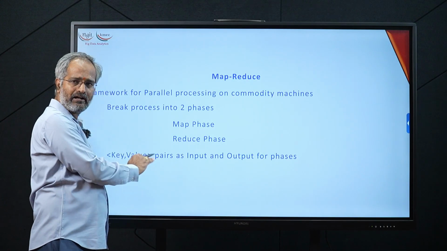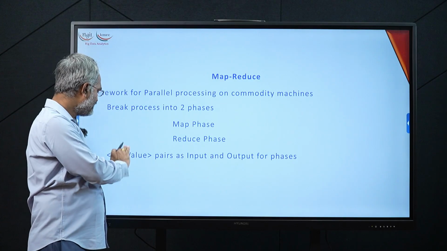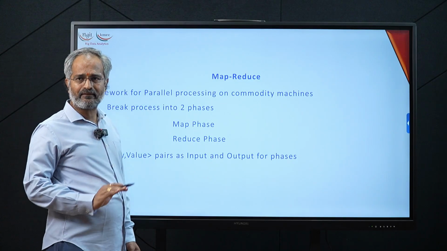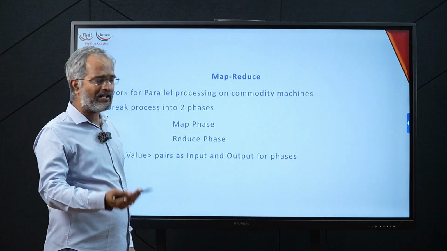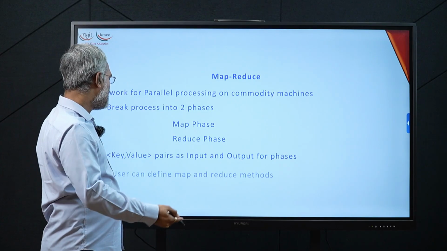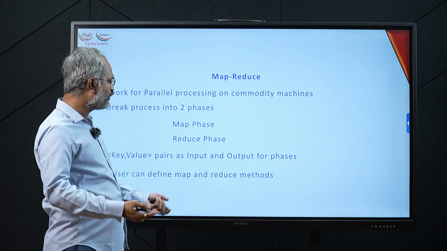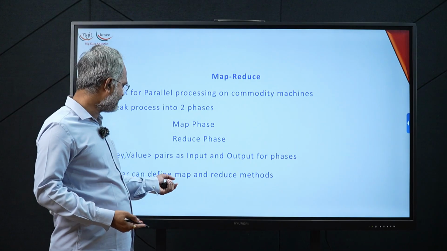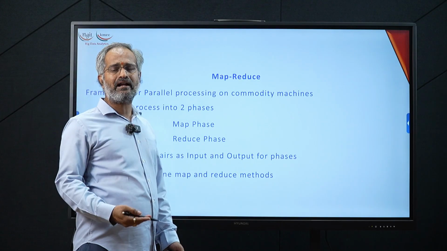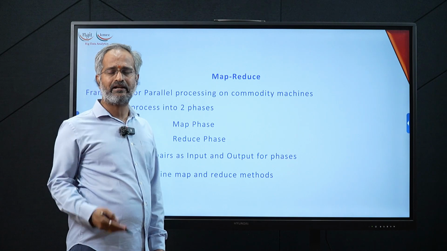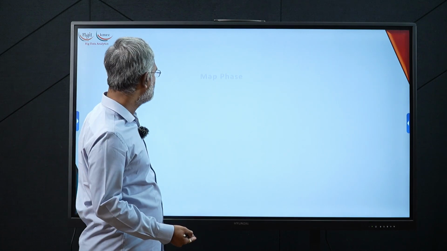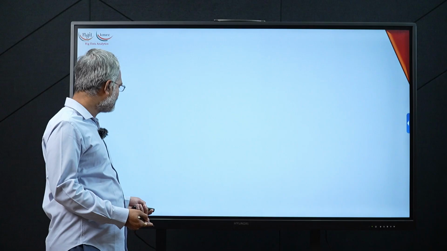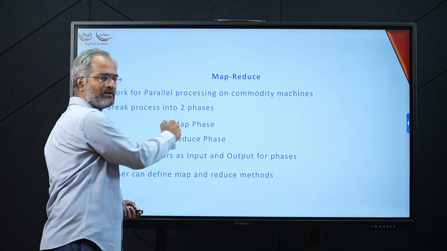The map and reduce processes take key value pairs only and produce key value pairs. The user can define their own methods, that is the map and reduce methods, and if required he can define other methods also. Now what is the map phase? First we are going to discuss the map phase and then the reduce phase.